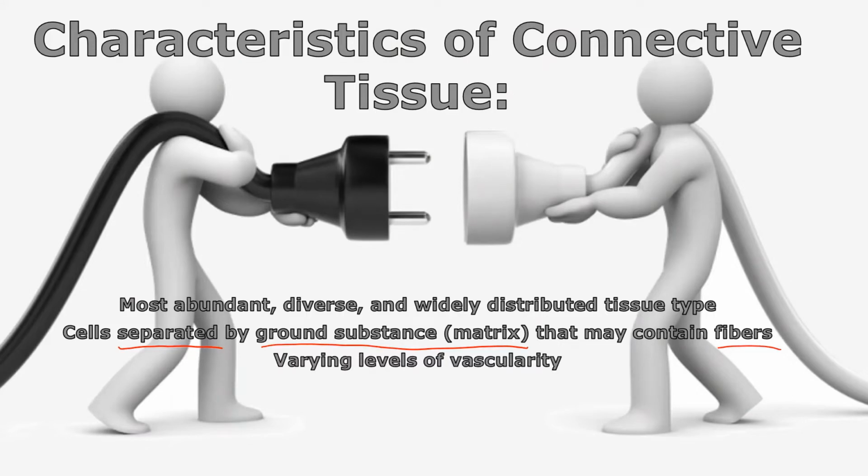Some tissues that are connective are vascular, some are not. For instance, cartilage has no vascularity whatsoever. Bone, on the other hand, has quite a lot of vascularity, blood vessels running through the tissue. So this is a memorized game, which ones are vascular and which ones are not.